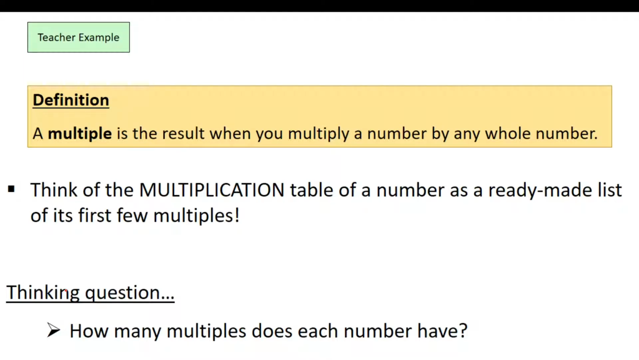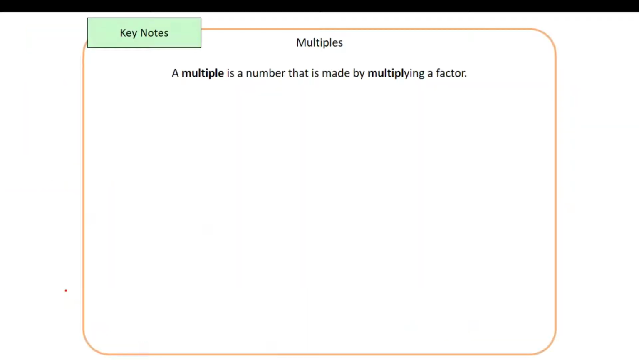Types of numbers today. This includes multiples, factors, lowest common multiple, highest common factor, prime numbers and cubic numbers. We're going to look at a few different definitions and then we're going to try a few questions, and then you'll be able to answer your homework on MathsWatch. So we'll start with multiples.